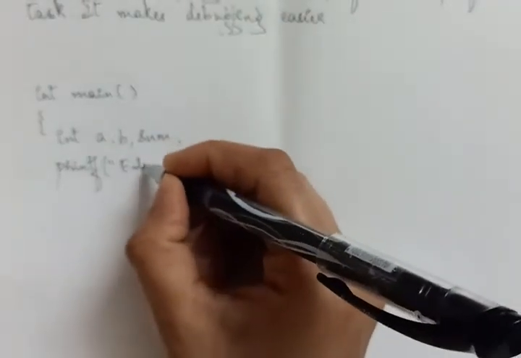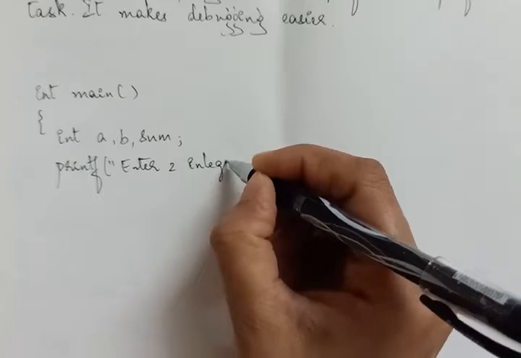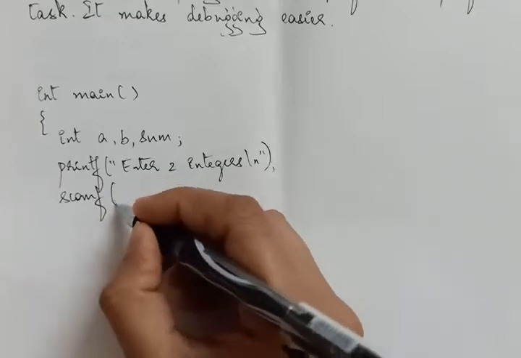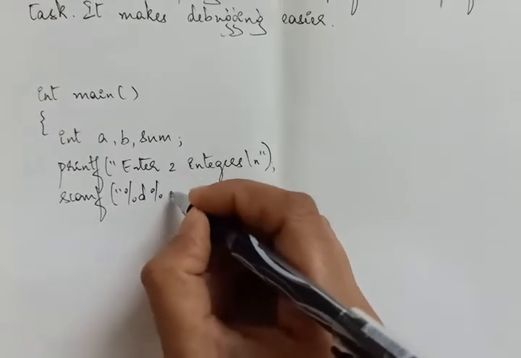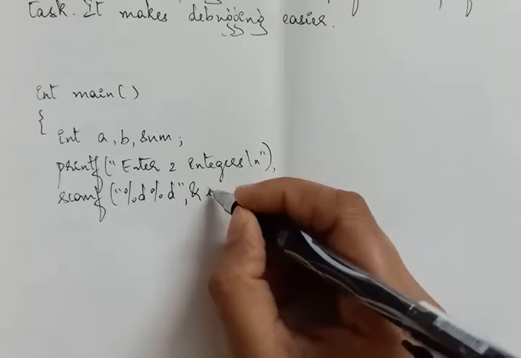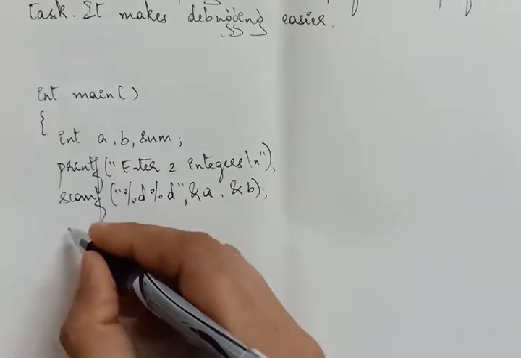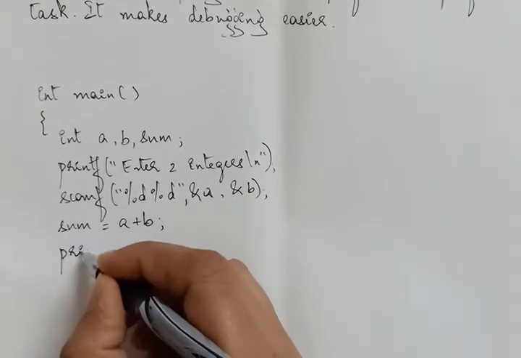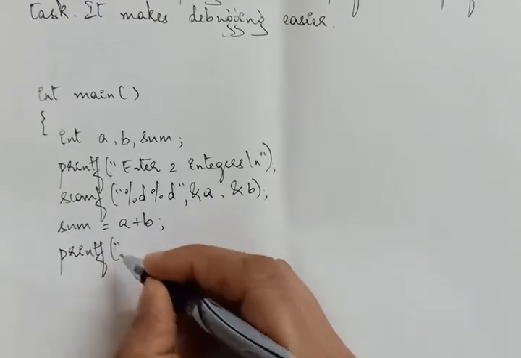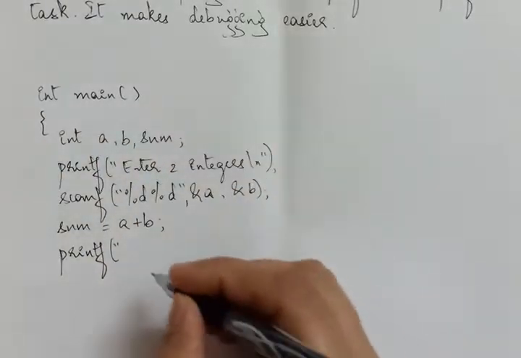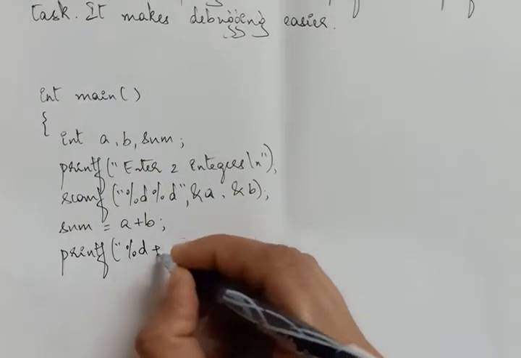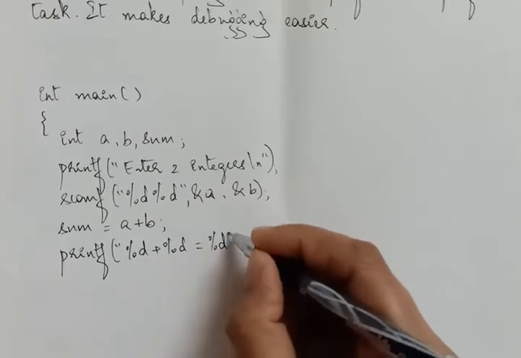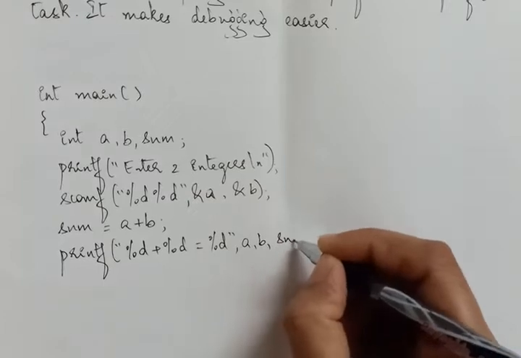Enter two integers, and read them using the scanf statement, storing them in their respective locations. Sum is equal to a plus b, and you print it. So this is a simple program which has only one function, main. Here you can have the output statement which says a plus b is equal to the sum values, so a comma b comma sum.